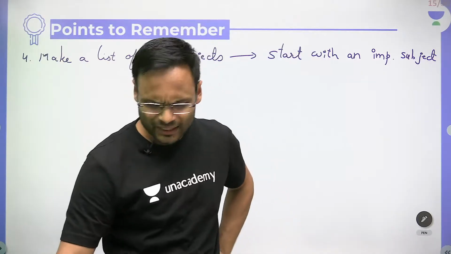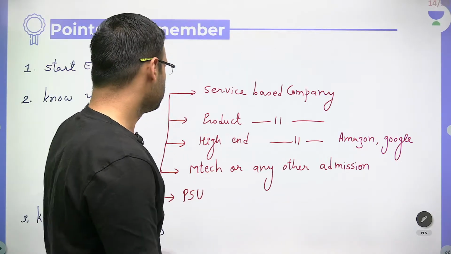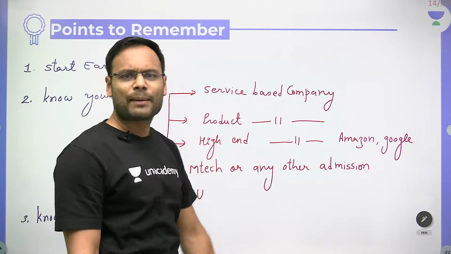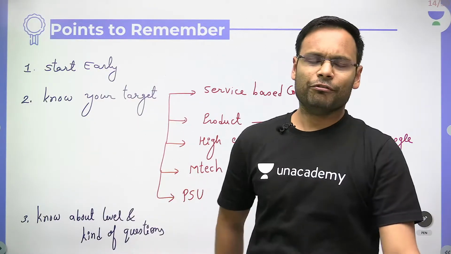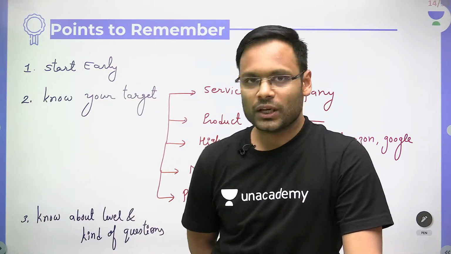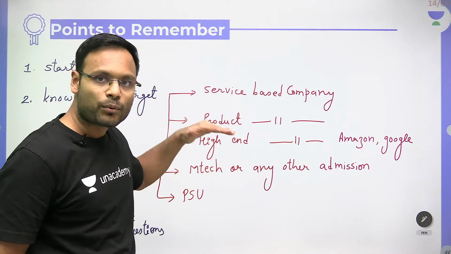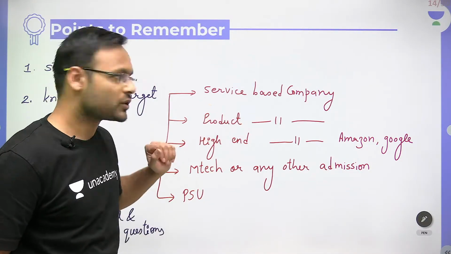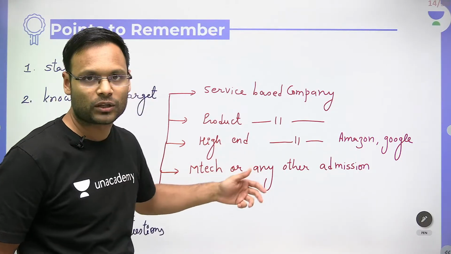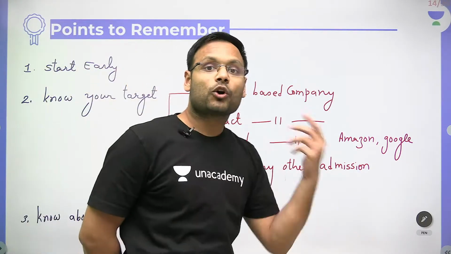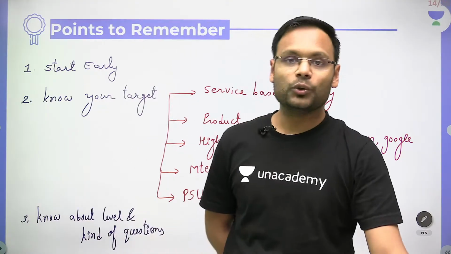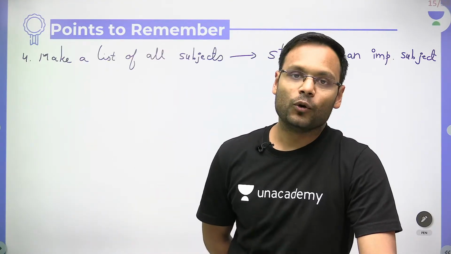Let's say for the placement interview for service based companies, aptitude and C programming is very much needed, of course, so you can start with that. If you talk about product based, high end companies, then coding and data structure algorithm is important. Other than that, your choice of subjects is important. So you can start with one course and go one by one.